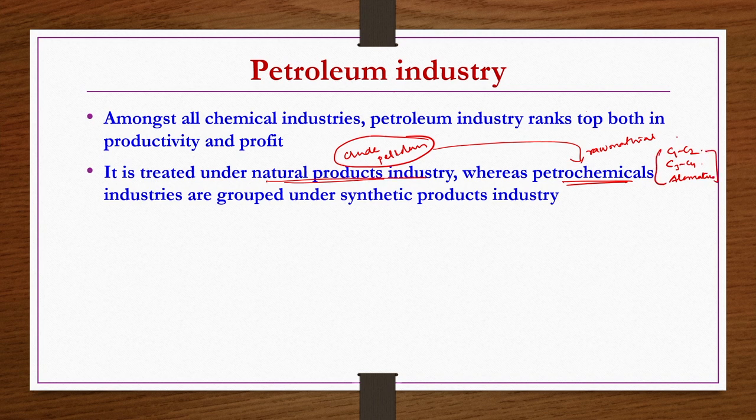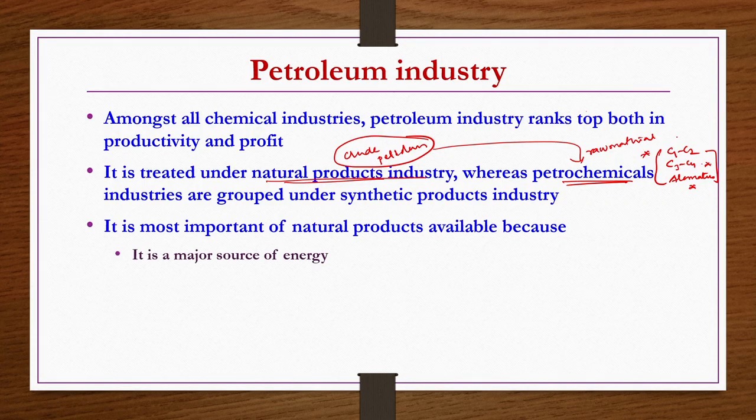Since these processes involve several synthetic processes, the production of different types of chemicals from the crude petroleum, such industries are known as the synthetic product industry. So, the petroleum production industry is a natural product industry, whereas the petrochemical industries are synthetic product industries, as per our definition of natural versus synthetic products industry that we had in the first chapter of this course. It is the most important of natural products available, because it is the major source of energy.